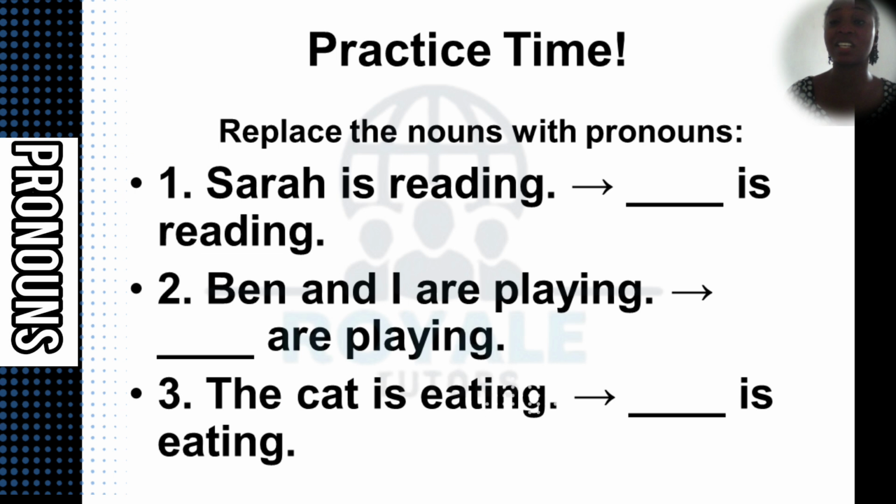Now, that's the end of the class. We'll come to the end of the class, and these questions are for you to practice, to see how far you can go with your pronouns and see how well you can replace your nouns with pronouns. So don't forget, pronouns are words used to replace a noun and they are used to avoid repetition. So I'll see you in the next class. Bye.